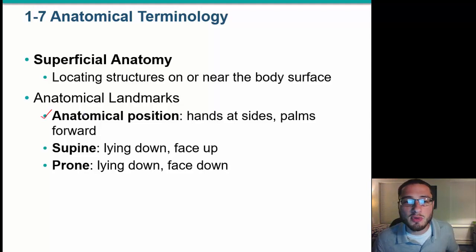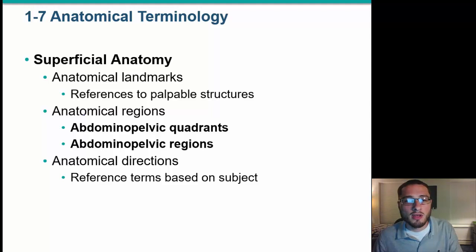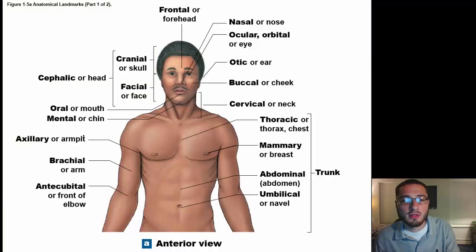So anatomical position, if they say the patient was in anatomical position, they were just standing upright, hands at their sides with palms facing forward. Supine is if they were laying down, face up, flat on their back. Prone is laying down, face down on their belly. They have different quadrants that they might talk about. Abdominal pelvic quadrants, abdominal pelvic regions.